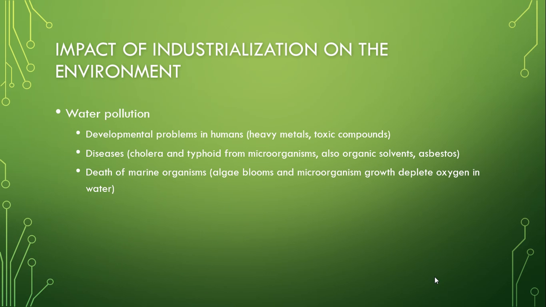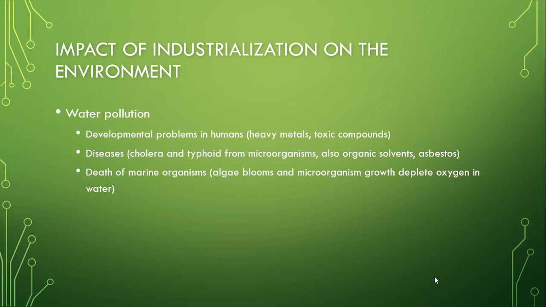Water pollution can occur as a result of industrial activities as well. Where we have contaminants being released into our hydrosphere, into the various water systems around us, that contamination can often result in developmental problems in human beings through the consumption of water, for example, with heavy metals and other types of toxic compounds in our water supplies. We can have water related diseases as well, such as cholera and typhoid, that would be caused by microorganisms in the water, other types of organic solvents and other types of toxic substances entering our water supplies.